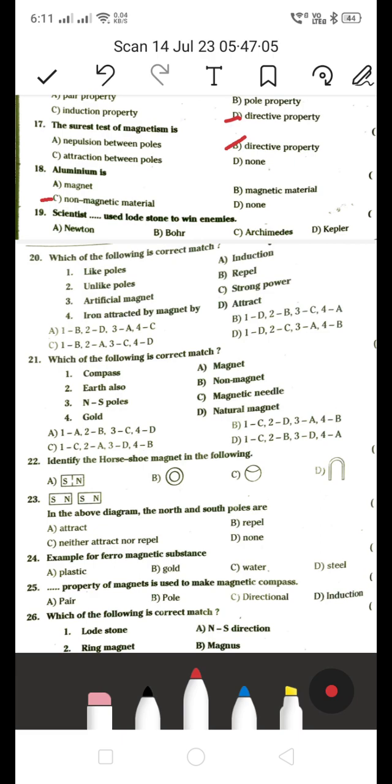Next, scientist dash used iron stone to win enemies. Is it A Newton, B Bohr, C Archimedes, or D Kepler? Which is the right answer? It's C. The scientist who used iron stone to win enemies is Archimedes. C is the right answer.